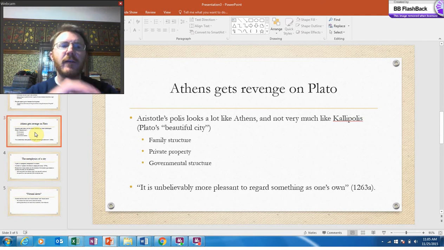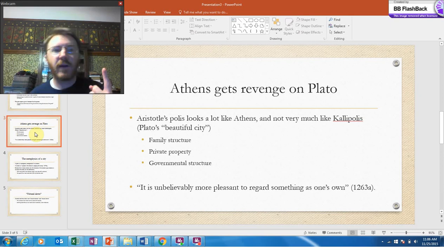But Aristotle's notion of what the city is going to look like is very different from Plato's notion. So if you remember from the Republic, we have a set of specialized roles that each member of the polis has. So you have the rulers, you have the soldiers, and you have the producers, and each is to keep to their own role.